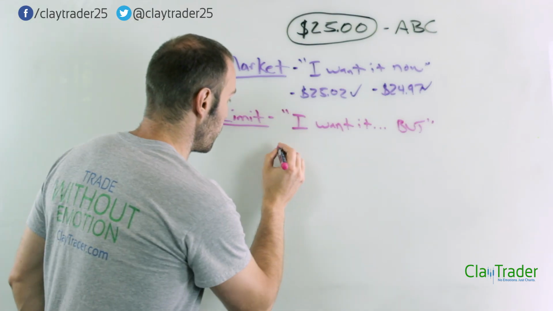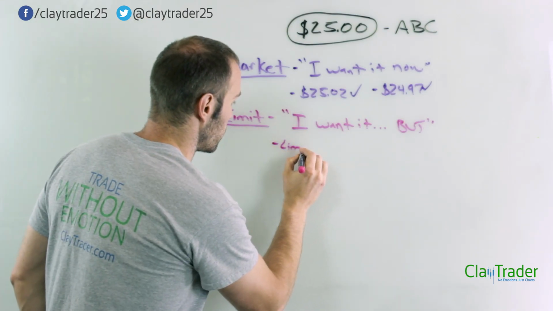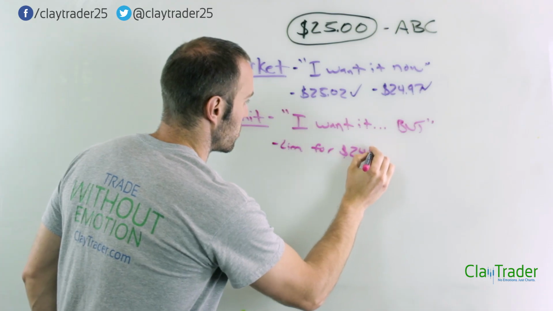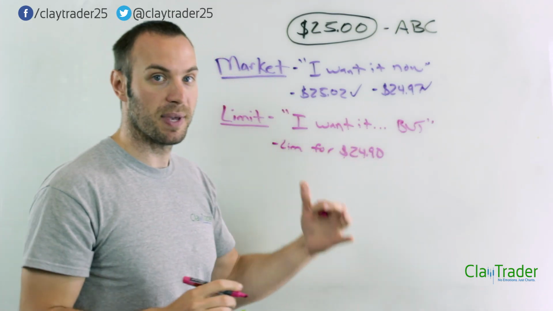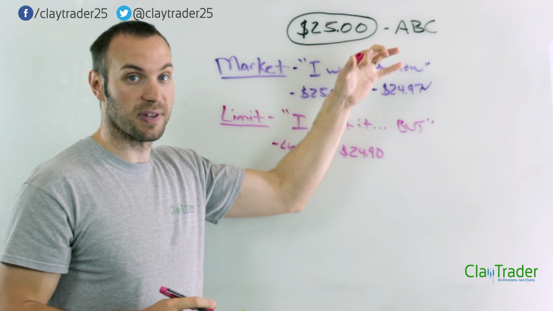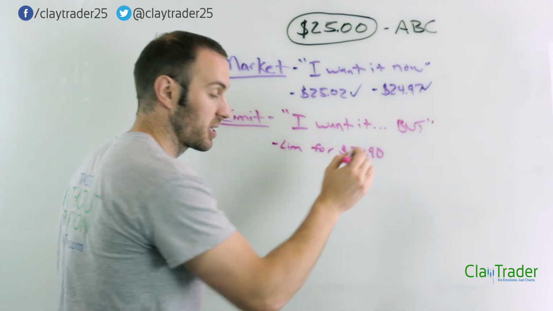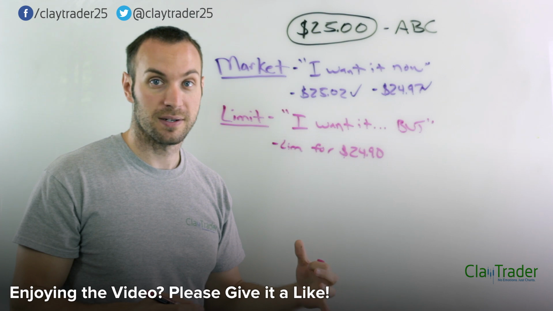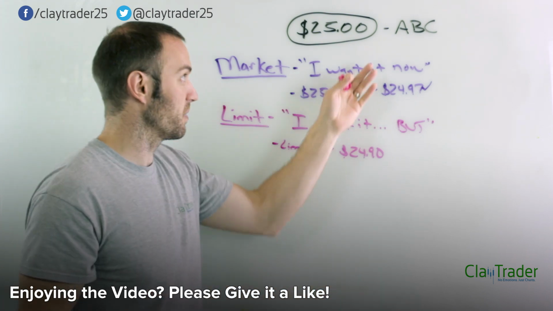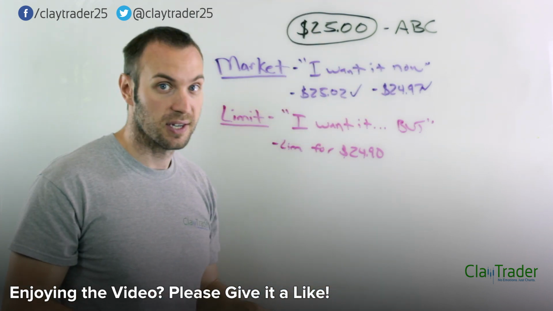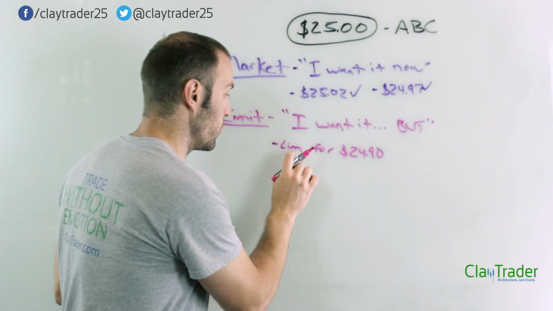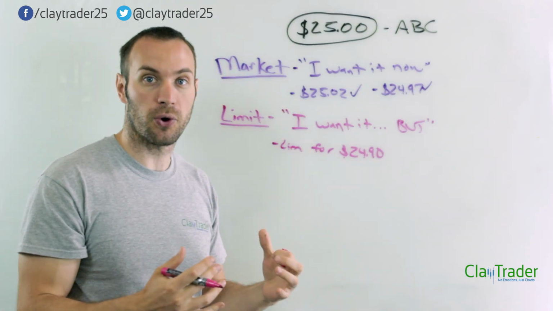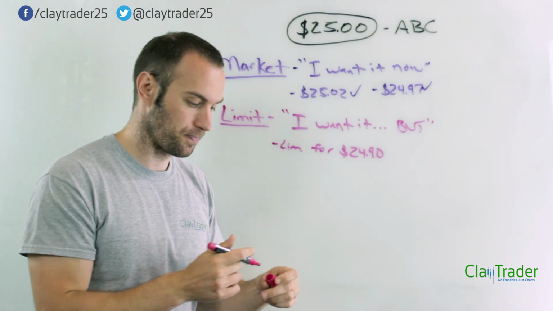So in our example here, you would put in a limit order for $24.90. All that means is you're not going to get any shares of this unless the price hits $24.90. So if the price drops down and hits $24.91, you didn't get any shares. If the price goes up to $25.50, you didn't get any shares. You were only willing to pay $24.90. So you put a limit on the order. That's what a limit order is.